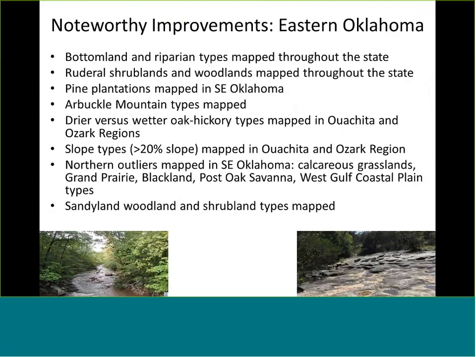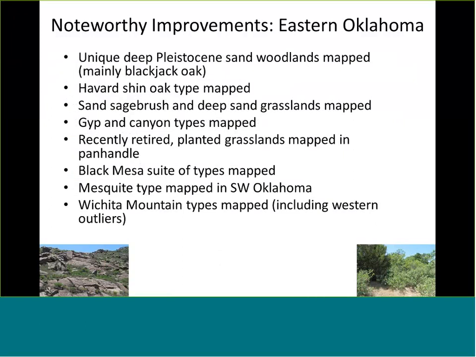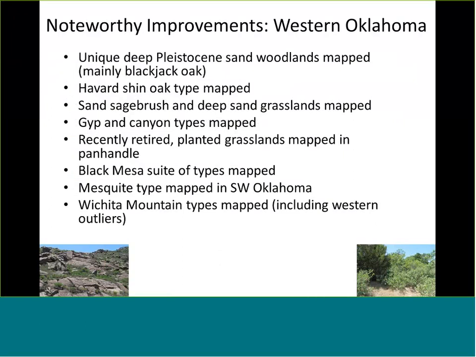Here are some noteworthy improvements. In eastern Oklahoma, we did map bottomland and riparian types throughout the state, and ruderal, or what we call disturbance, ruderal, invasive shrublands and woodlands, throughout the state. We got pine plantations pretty reasonably mapped. Arbuckle Mountain types, drier versus wetter oak hickory types, slope types, northern outliers, sandy land types, which are of conservation concern. And then in western Oklahoma, we mapped the types on those Pleistocene sands on the north banks of the rivers that run through the state.